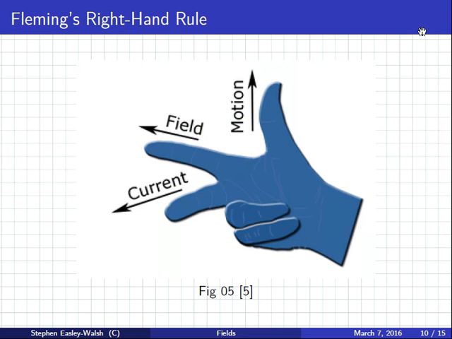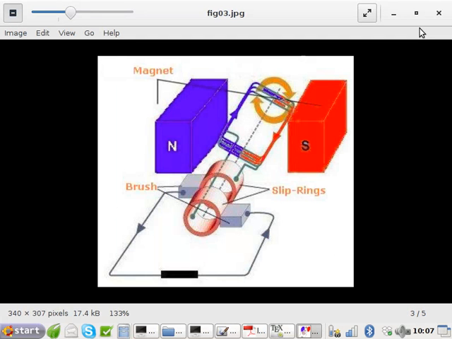Using the right hand. So, what you have here is motion, field, and current. So let me show you with the picture here. Motion, field, and current. So, right hand. Here, which way is the motion? Up or down? Up. So this is up, okay? Which way is the field? To the left or to the right? To the right. So this is motion up, field right, current in.